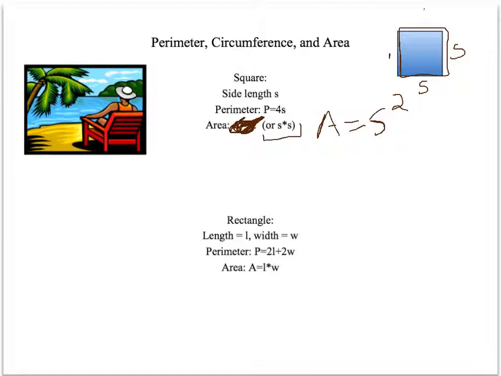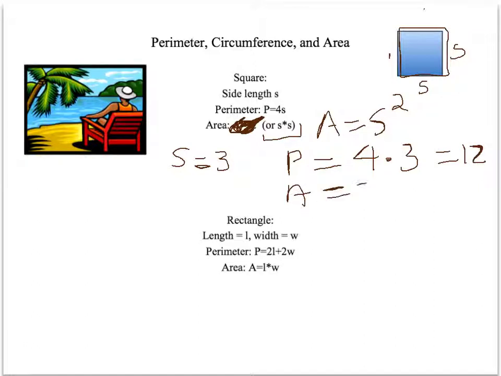So let's do a quick example. What if my side length was 3? If my side length was 3, then the perimeter would be 4 times, and I just plug in 3 for S, 4 times 3, or 12, and my area would be 3 squared, or 3 times 3, which is 9.